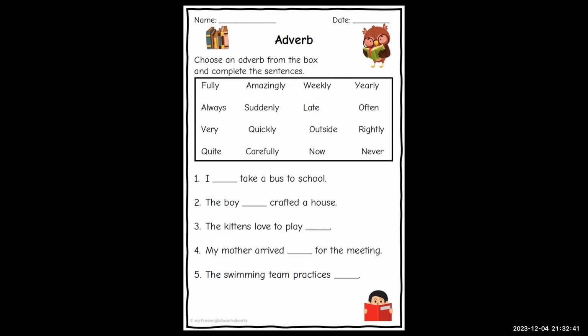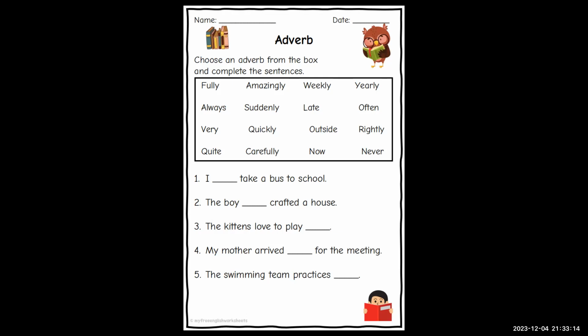Just one, okay? My mother arrived... that one is easy. Quickly or carefully? Carefully is maybe a little off, but quickly is okay. And the best answer would be late, right? Late, like time. That is adverb of time. Okay, for the meeting.